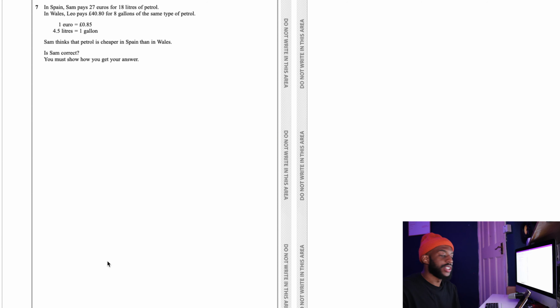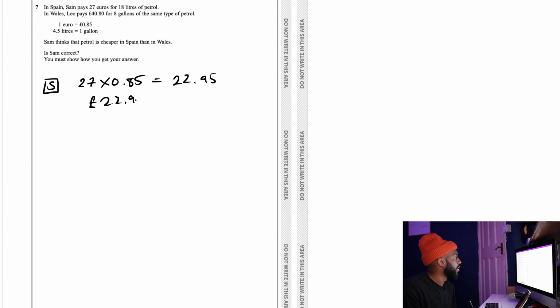Now we're looking at a conversion question. So let's work out how much Sam's paying first in pounds, because I want to get them both into pounds and litres. So Spain, if he's paying 27 euros, we need to change that into pounds. So we're going to do 27 times 0.85. That gives us 22.95, which means he's spending £22.95 on 18 litres of petrol.